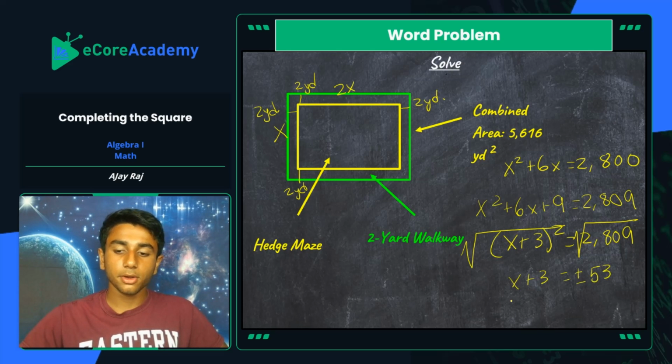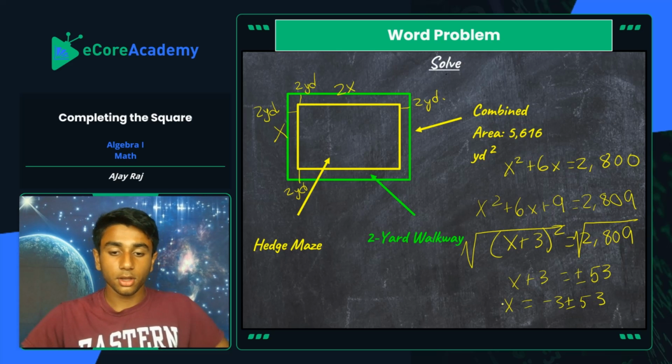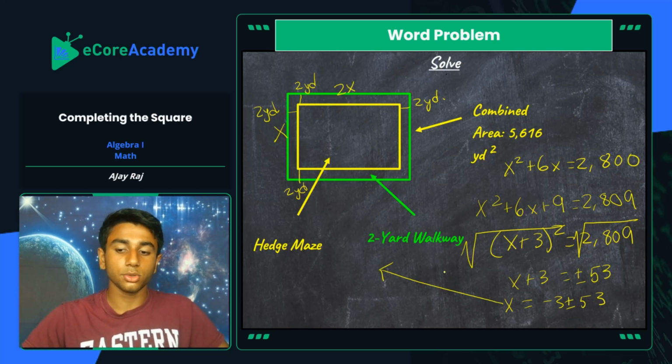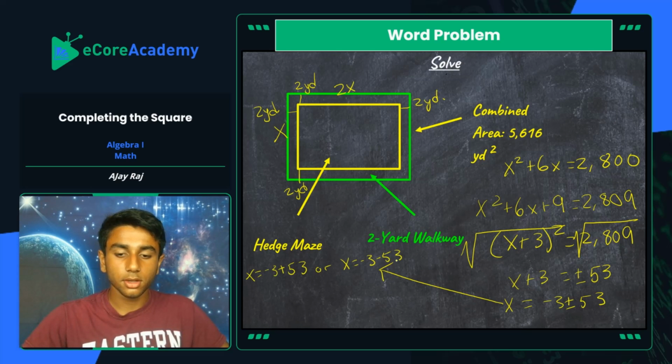And the last step here is x isolated on the left-hand side equals negative 3 plus or minus 53. Now, we're actually not done here. We have digits here, negative 3 plus or minus 53. We can simplify this down further. So we're going to see what the two solutions are. The two solutions are x equals negative 3 plus 53, or x equals negative 3 minus 53. So let's simplify these.